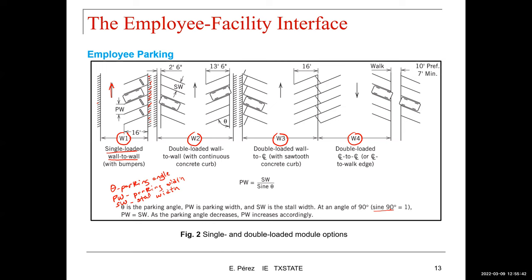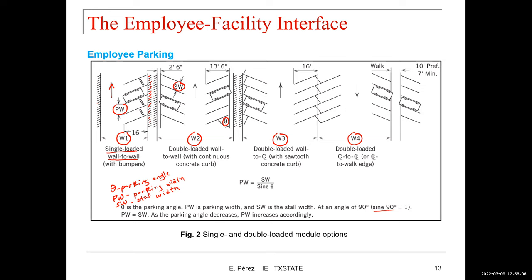And this is the angle right here. Right? So this is the angle we're measuring. So let me show that. Stall width is here. Parking width is here, and here's the data. So on a second configuration, this is double loaded wall to wall.